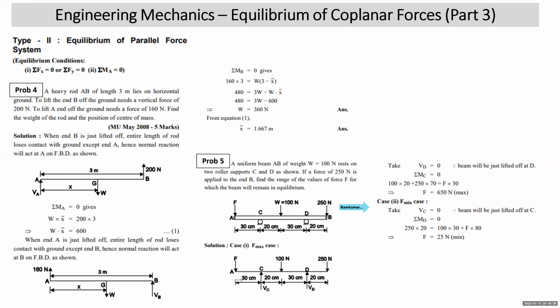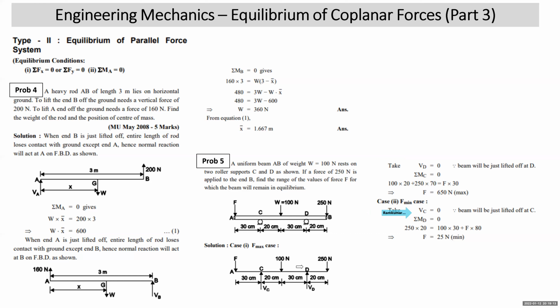A stage will come when this 250 Newton will lift off the beam from roller C. The beam will be lifted off from roller C. I'm again repeating, F will be minimum when the value of F is so small that the beam gets lifted off from roller C. In that case, for F minimum, VC will be 0 because the beam loses contact with roller C. So I've written the F minimum case, take VC is equal to 0, since the beam will just lift off at C.